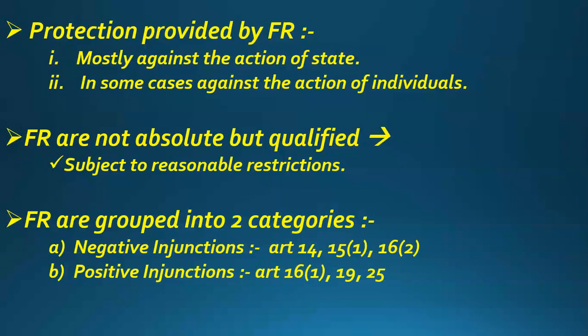Now friends, fundamental rights are not absolute, they are qualified. Now what does it mean? It means that almost every fundamental right is subject to some reasonable restrictions. For example, we have Article 19. Article 19 clause 1 subclause A guarantees to us freedom of speech and expression, which means we can speak whatever we are thinking, we can speak anything in public.